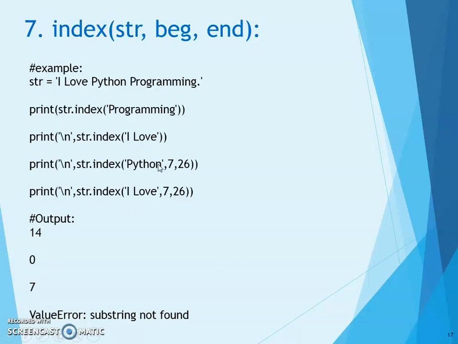We are checking the substring "Python" starting from 7th to 26th index. It will return 7. Then this is again "I love", and we want to check it from 7 to 26, but it is not present in 7 to 26, so it will raise a ValueError, that is, substring not found.